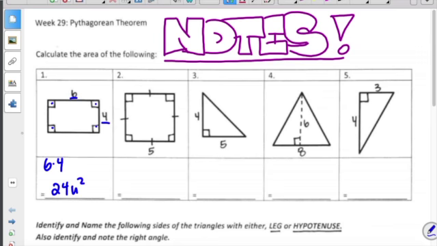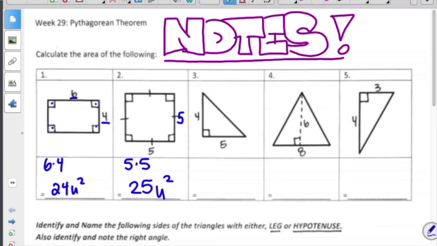The second one is a square, 4 congruent sides and 4 90-degree angles. If one side is 5, that means they are all 5. And again, we're going to calculate it by multiplying length times width, or side times side. So that one is 5 times 5, which is 25 units squared.